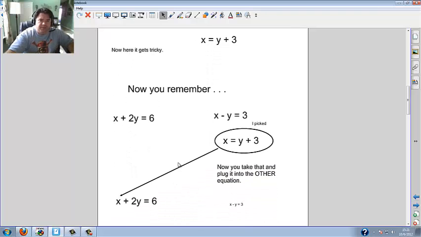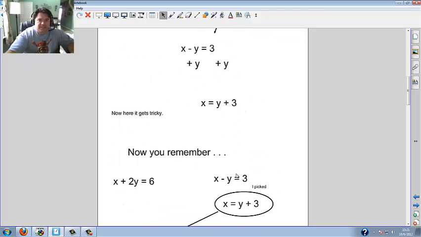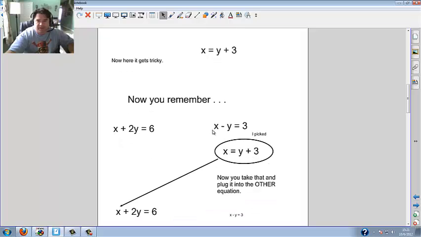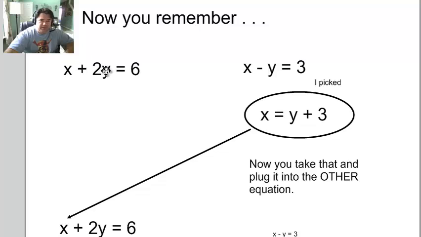Here's what I mean. If x now equals y plus 3, and that was under the x minus y equals 3, so this guy becomes this guy. So x minus y equals 3 becomes x equals y plus 3, because I added y to both sides. I'm going to take this original problem over here, and the only difference is instead of the x, I'm now going to substitute the value that this x is, because remember, x and x are going to be the same. x equals x because that's where they meet.